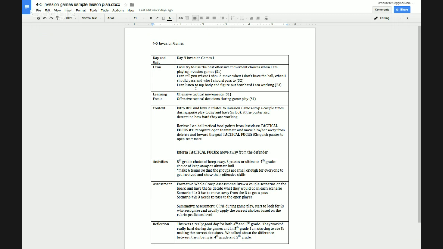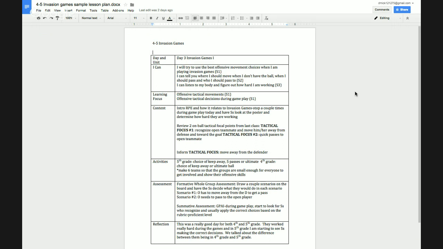The I can statements for this unit, for this day, I'm sorry, there's some other ones, but for this day, here's what we are working on. Using the best offensive tactics choices, tell you where I should move when I don't have the ball and when I should move, or when I should pass and who I should pass to, talking about recognizing those open people. And then it says, I can listen to my body and figure out how hard I'm working. That goes back to our RP scale, and we work a lot on that.